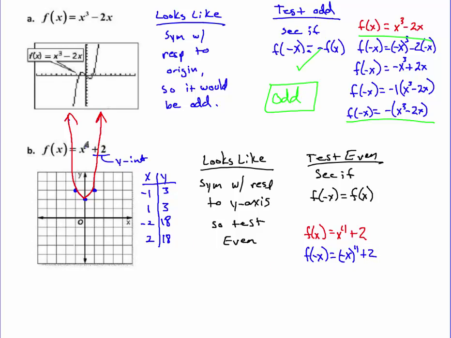Well, we just said over and over when we were picking our points that 4 negatives, so -x times -x times -x times -x, is just going to equal positive. So that's just going to be x to the fourth plus 2. And now we can see that f of x is equal to f of -x, which is what we were testing. So this is an even function.